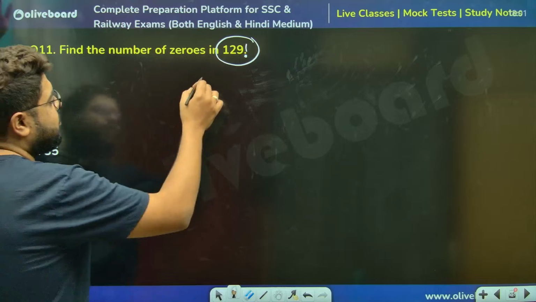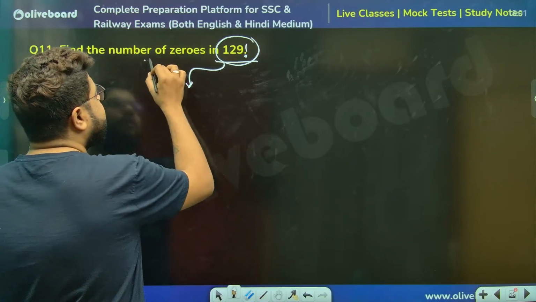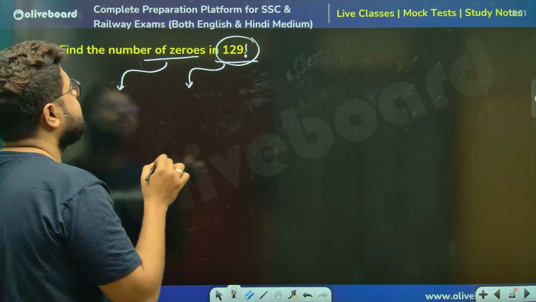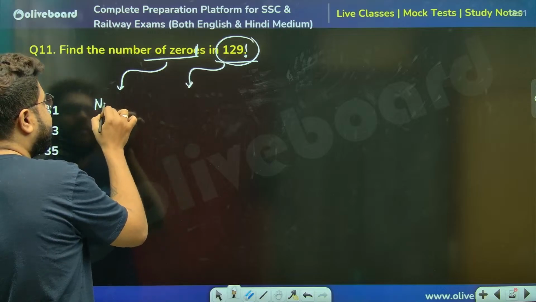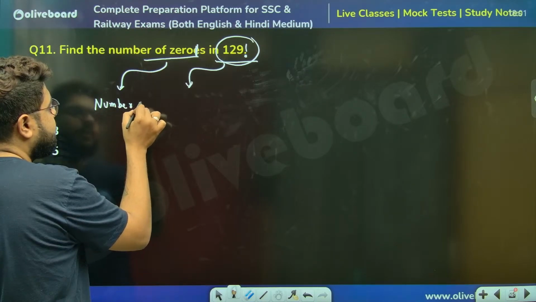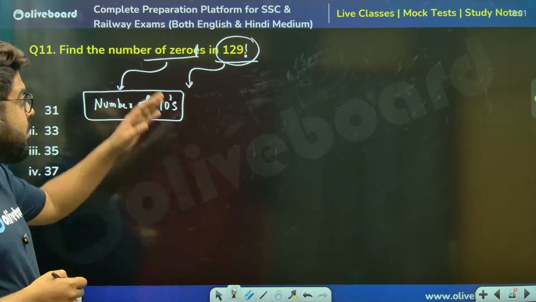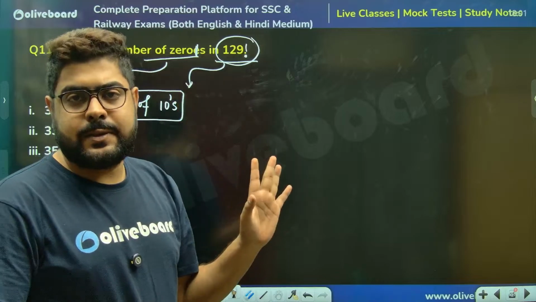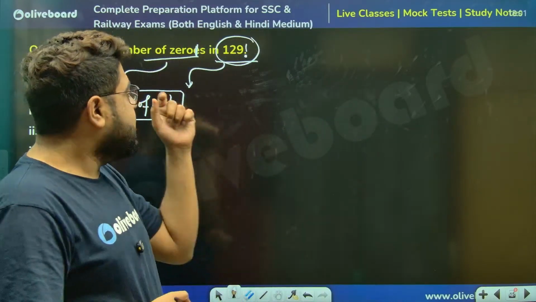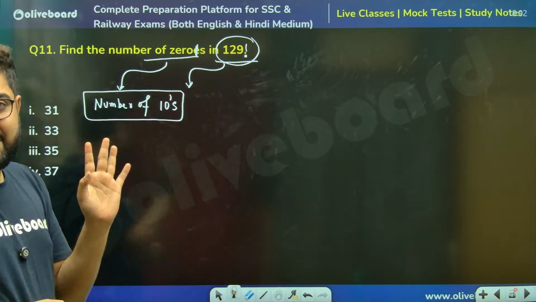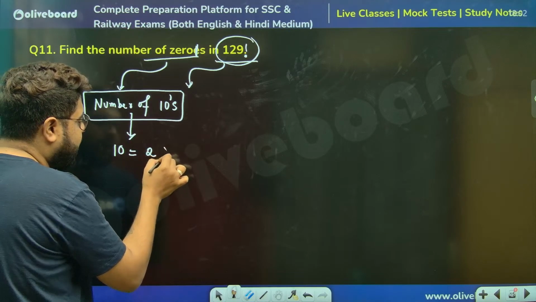Sir, the best way, the mathematical way, is to go by box functions. Number of zeros, remember it like this. Number of zeros means number of tens. For those who don't know, number of zeros means a number of tens. What is the number of tens? That is number of zeros. Now number of tens, 10 actually means 2 into 5.